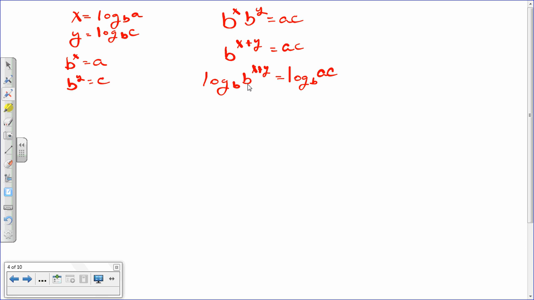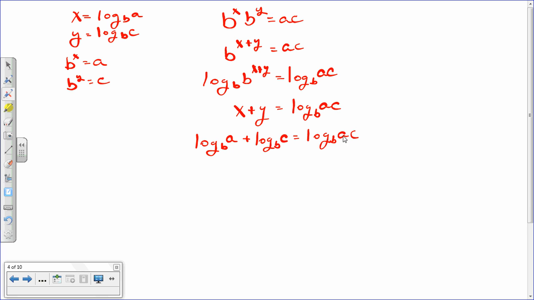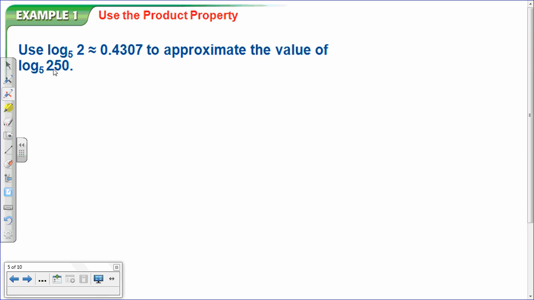And you recall that this means b to some power equals b to the x plus y. So this right here is just x plus y equals log base b of a times c. Now, up here we said that x was log base b of a, and we said that y is log base b of c. And that's got to equal log base b of a times c. So this illustrates the product property of logarithms. When I have a product in here, I can break it apart into log base b of a plus log base b of c. That's useful in this type of problem right here.